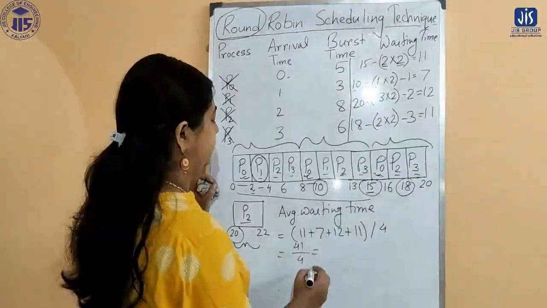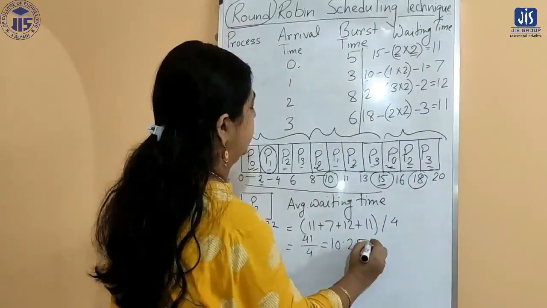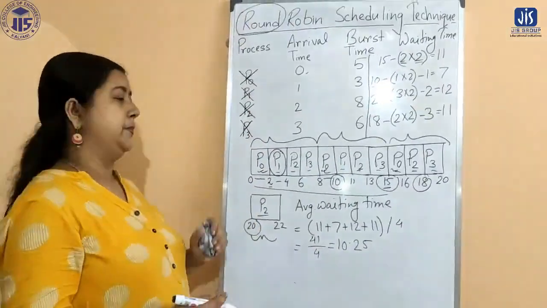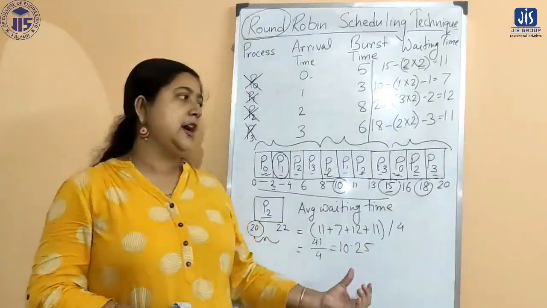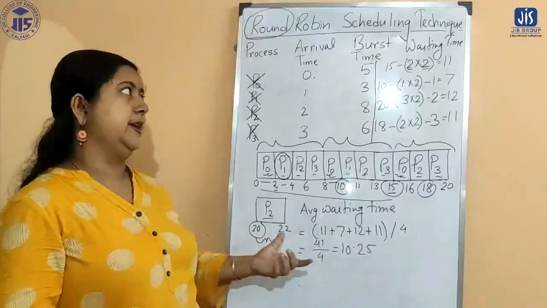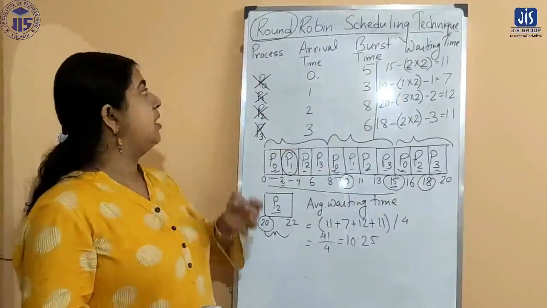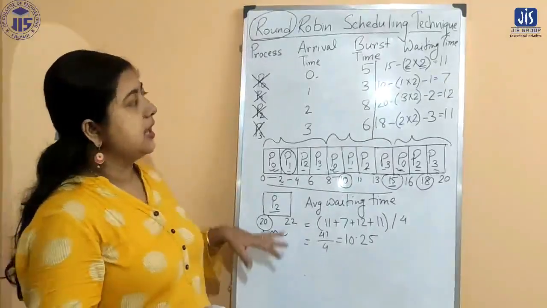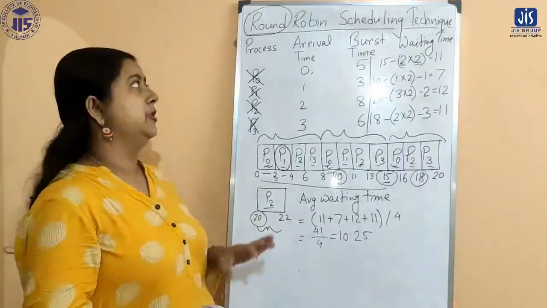That means it will be actually 10.25 unit of time. So 10.25 unit of time. This is the waiting time for this example using round robin scheduling. Now we are going to discuss how we are going to calculate the turnaround time for this example.